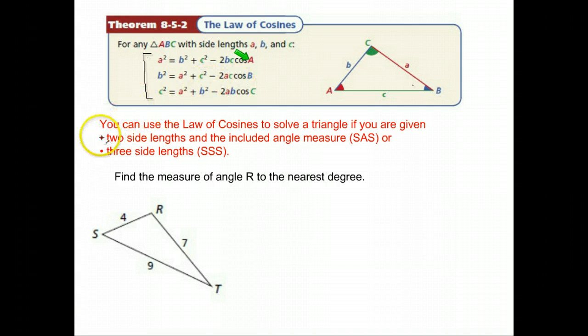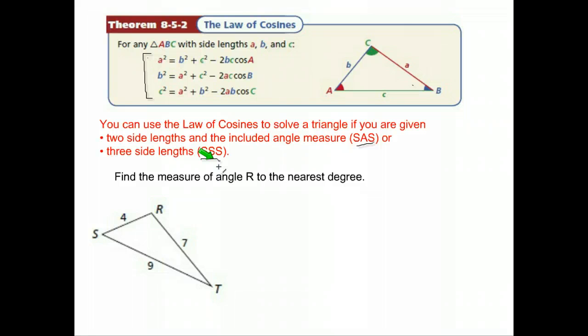We can use the law of cosines when we have two side lengths and an included angle, or when we have all three sides. Those are the only two situations when you can use the law of cosines to find missing parts of a triangle. So again, it's either when you have two sides and an included angle, or if you have three sides. That's when we can use the law of cosines.